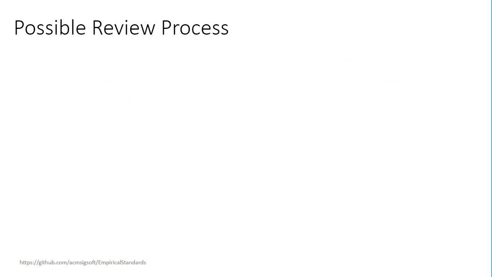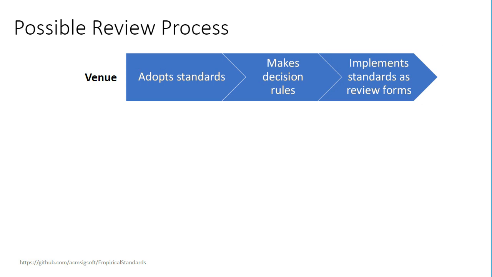Here's one way this could work. First, the journal or conference adopts the standards and figures out decision rules for accepting papers. A top conference like ICSE might have a rule like, accept every paper that meets all of the essential criteria and 2 or more desirable criteria. There might be more specific rules for deciding whether problems can be addressed in revisions or not. The venue then creates a review form, based on the standards.